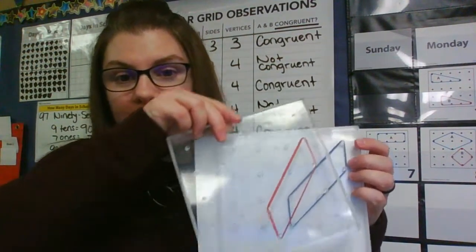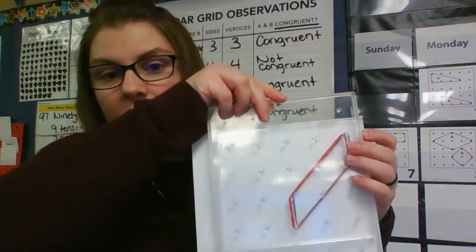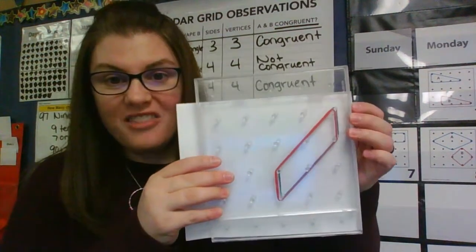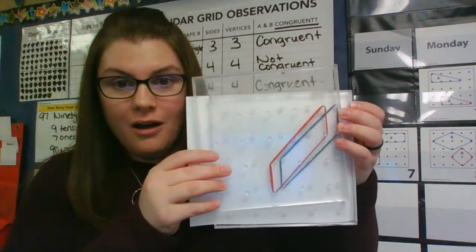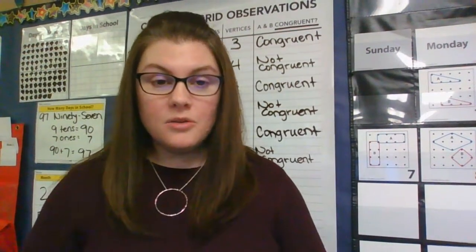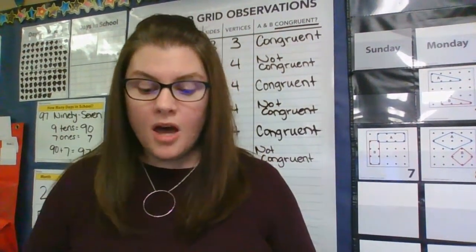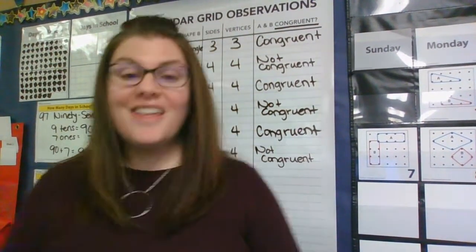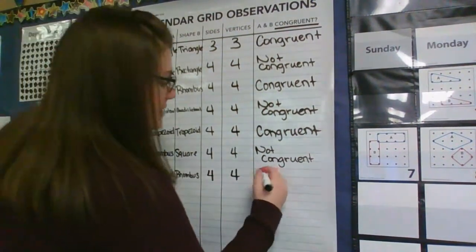But what if we keep turning it, and then eventually, if we lay them right on top of each other, are they exactly the same? They are. So if they are the same, what word do we use? Are they congruent or not congruent? They are congruent.